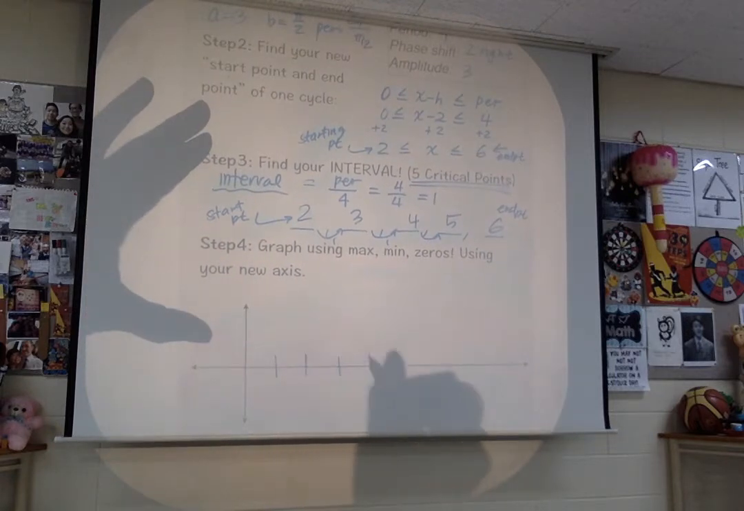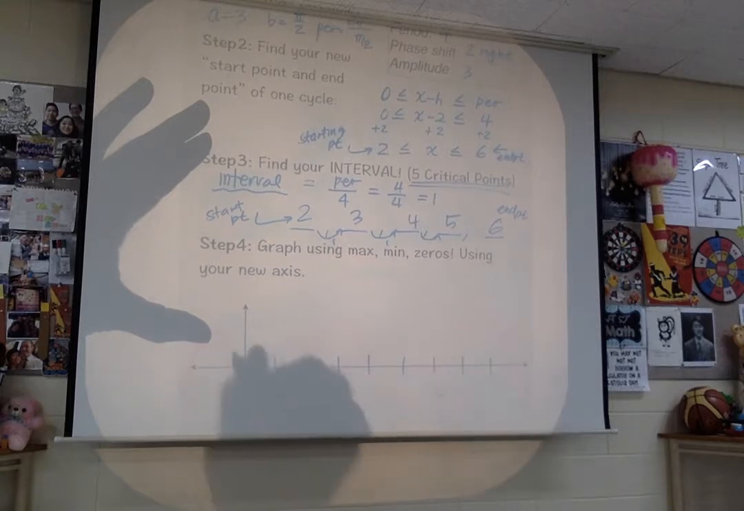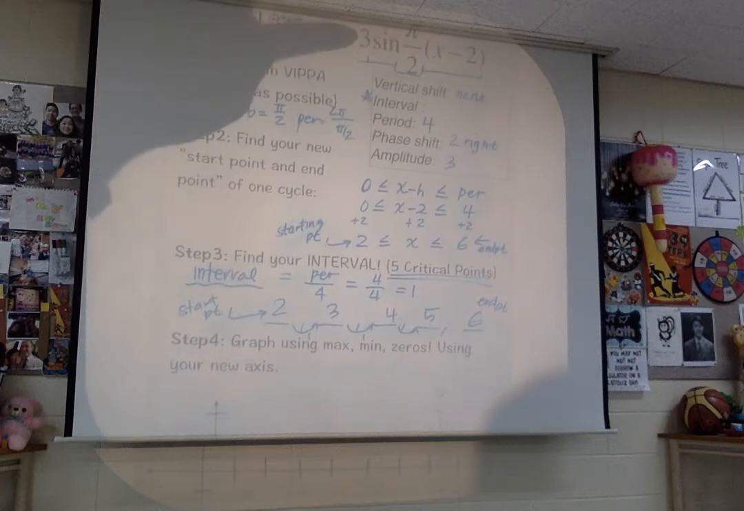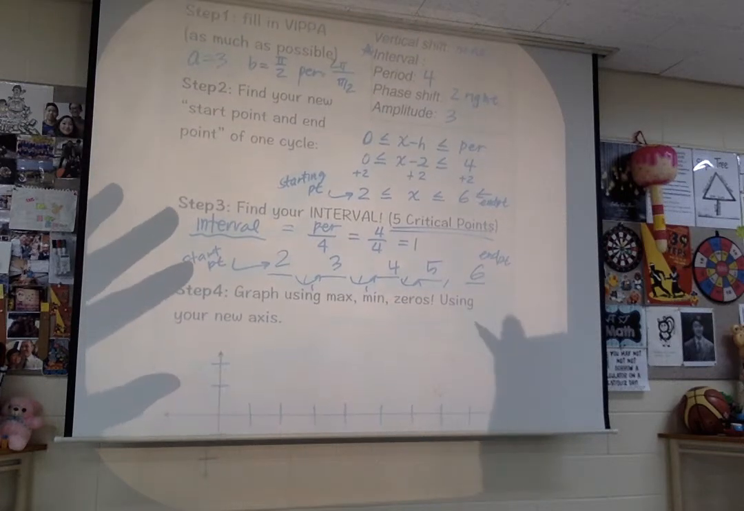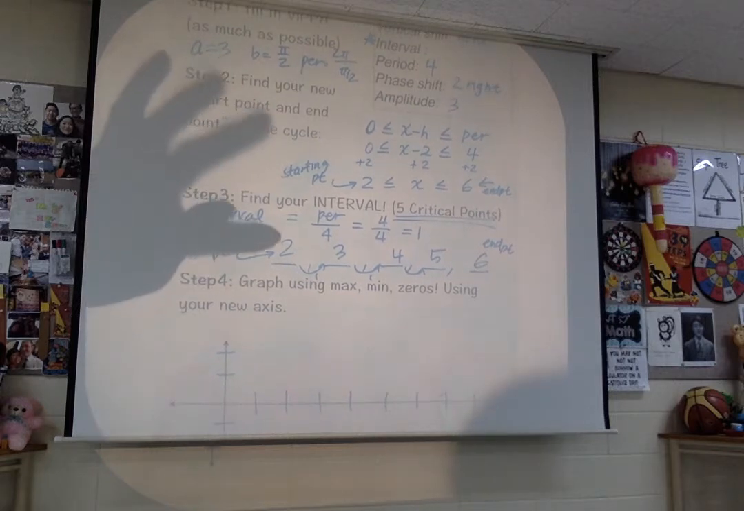1, 2, 3, 4, 5, 6, 7, 8. And guys, I'm going to just do some amplitudes here. What is our amplitude? It's 3. Was there a vertical shift? Let's go. You know what, let's back up a little bit. Let's just actually start with our interval.